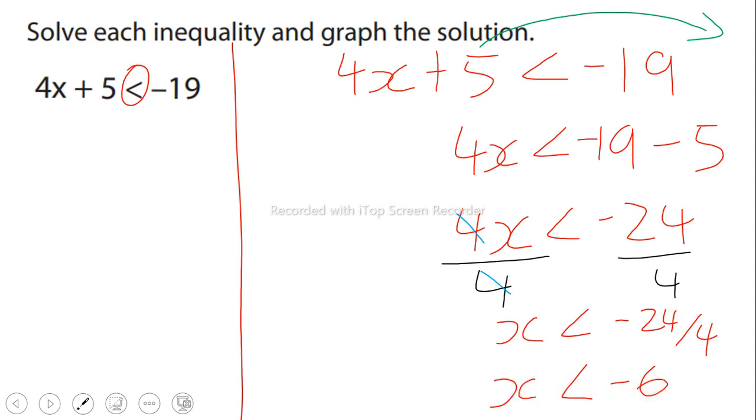So we have already solved the inequality. How do we know it's solved though? How do we know that, okay, we have solved it? Because x is on one side and the numbers are on the other side. Very good. So we have isolated x, okay?